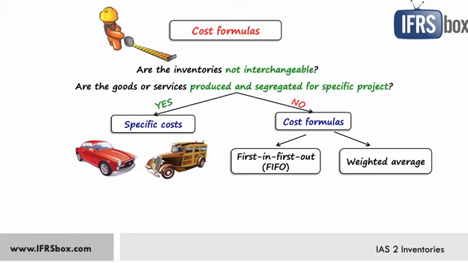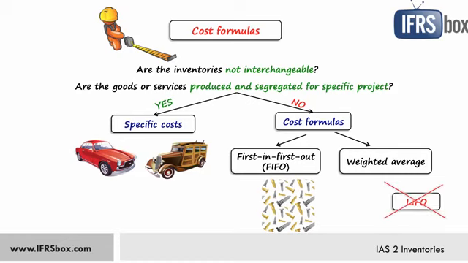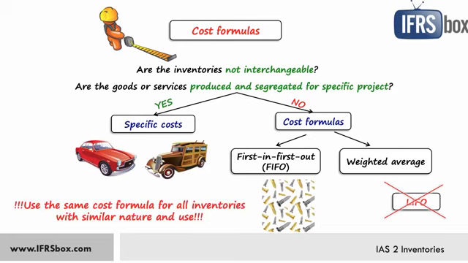As I have explained, you would use cost formulas when you have lots of interchangeable items, just as an example. And let me remind you that LIFO is not permitted by IAS 2, that's last in, first out. It is permitted in US GAAP, but not in IFRS. You should use the same cost formula for all inventories with a similar nature and use for the entity.